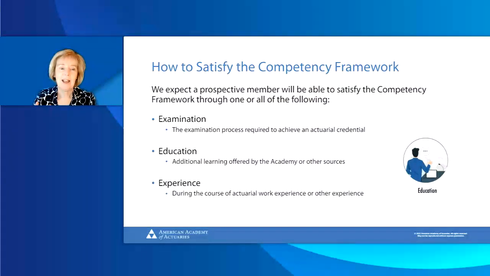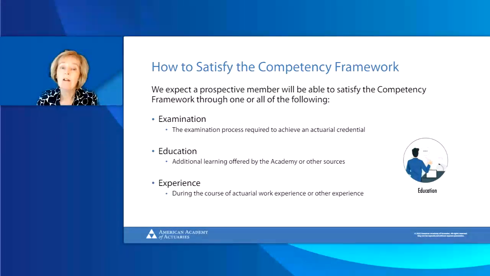So, satisfying the competency framework. We expect the prospective member to satisfy the competency framework one of three ways, or all three ways. The first is the examination process that you had to take to achieve your actuarial credential. As we talked about in the general actuarial topics, we expect most of the general actuarial topics to be addressed via the examination process for your associateship.